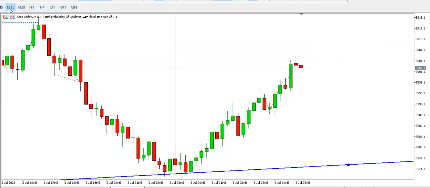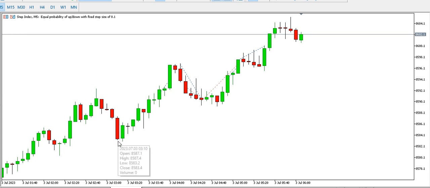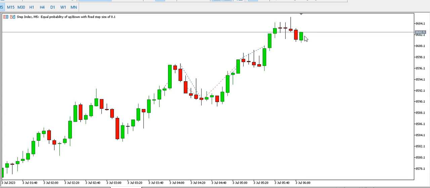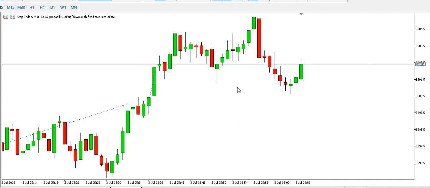For the 15 minutes time frame, price is currently going up. Look for buying opportunities. On the 5 minutes time frame, you can see price trending up. We have high, low, higher high, higher low, higher high, higher low, higher high. We might see a higher low formed around here for us to have a higher high. So we might possibly look for buying opportunities.